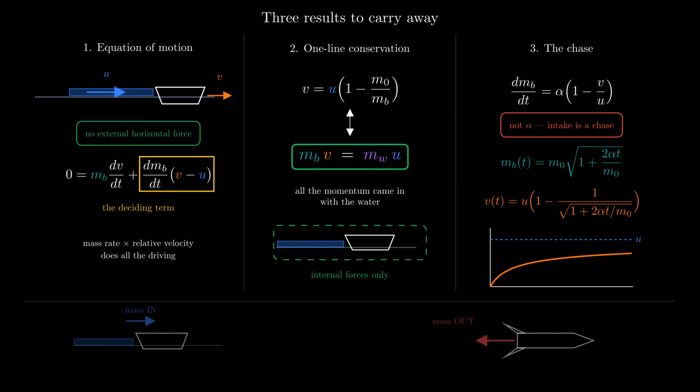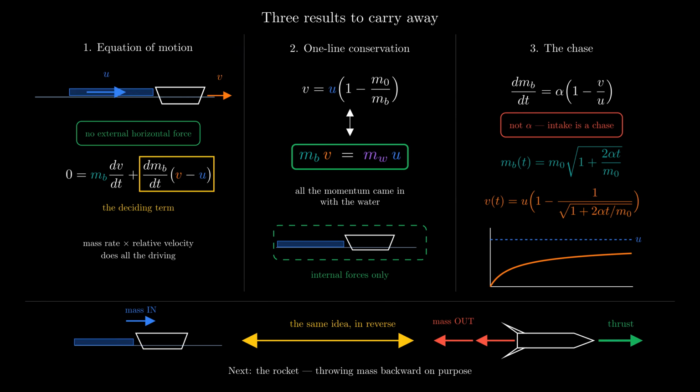Next video, the same idea runs in reverse. Instead of catching mass that arrives carrying momentum, the rocket throws mass backward on purpose and fast, and that recoil is where thrust comes from.